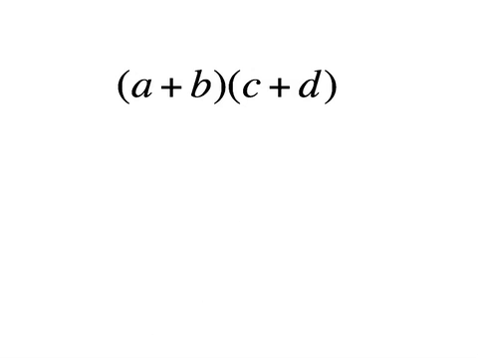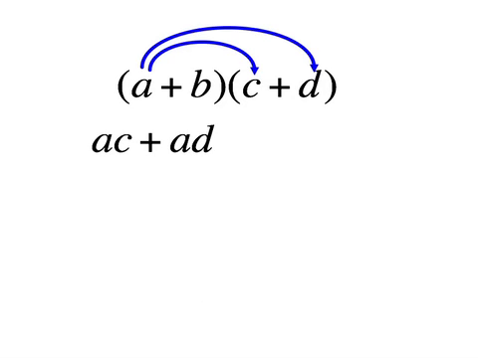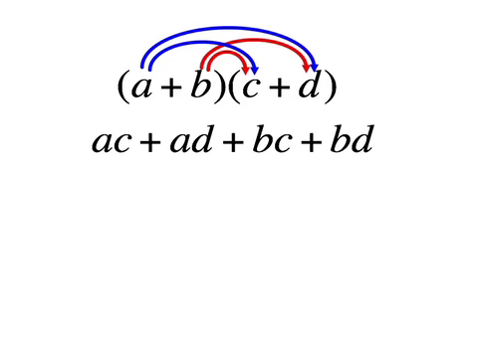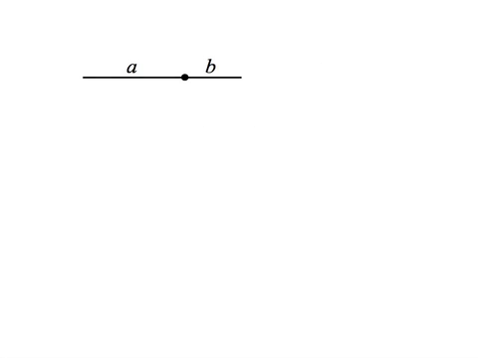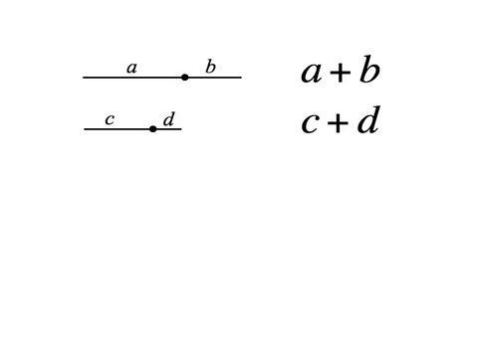Now here's an example of a pair of binomials where all the terms are different. So we have A times C, A times D, B times C, and B times D. So in this one, there are no like terms, and that's as far as we can go. We can also do a visual with this one. There's our A plus B, but now we have a new segment that's C plus D with different distances. The first one can be labeled A plus B, the second one C plus D.